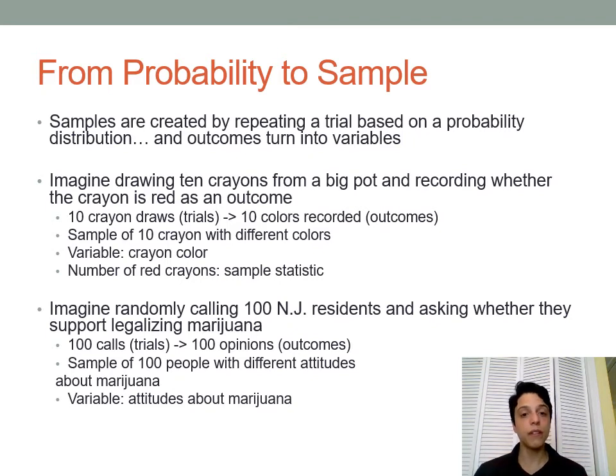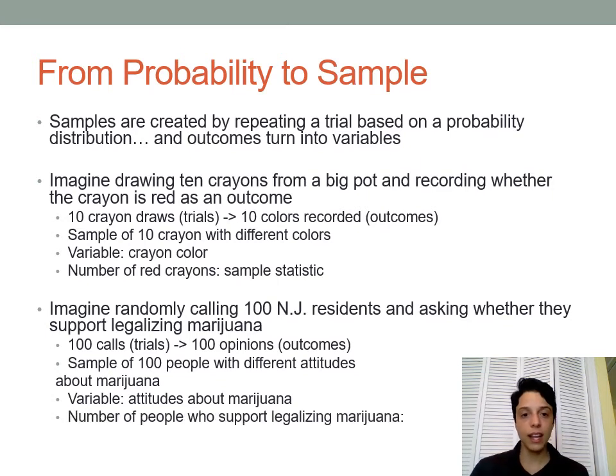So again, the takeaway from this is that samples are based on probability, because each time you select a member into a sample, it's like a trial, so an event that generates some kind of outcome, and then the outcome is whatever observation you have on whatever it is you're measuring. So whether you're drawing a person and asking them their opinion, or you're drawing a crayon and you're recording what color it is, you're populating your sample, so you're creating your sample by doing lots and lots of these different trials and then recording the outcomes each time.